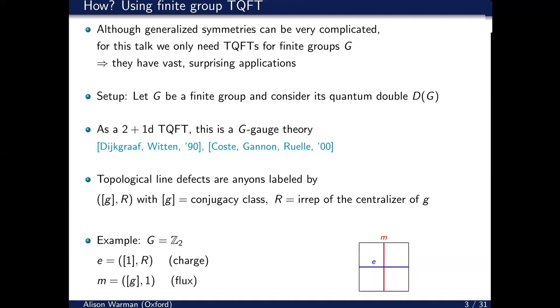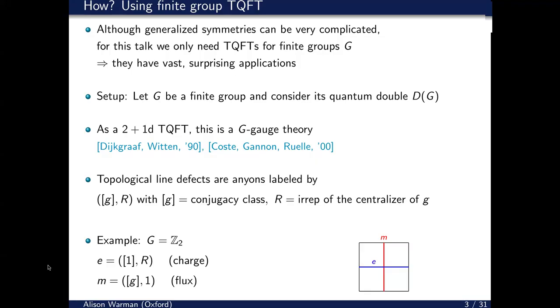Now, the topological line defects are anyons labeled by a conjugacy class of G, and an irreducible representation of the centralizer. And they can be anyons because the spin of this topological line is given by basically the character of g in the irrep R. Okay? If we take the simplest example, Z2, then the electric anyon is a boson. It carries the non-trivial irrep, while the magnetic anyon is also a boson, which carries the non-trivial group element.